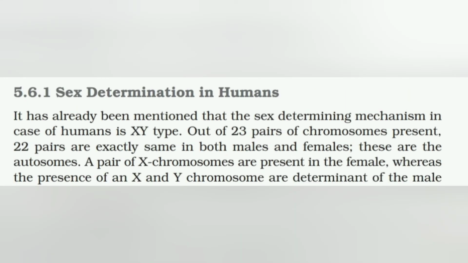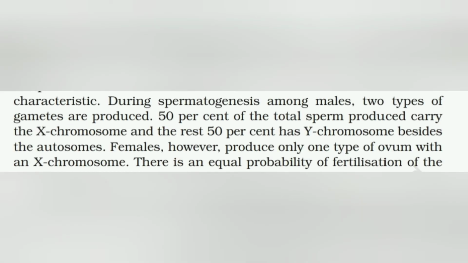Sex determination in humans. It has already been mentioned that the sex determining mechanism in humans is XY type. Out of 23 pairs of chromosomes present, 22 pairs are exactly the same in male and female. These are autosomes, while the last pair is the pair of sex chromosomes, in which a pair of X is present in females, while the presence of X and Y is the determinant of male characteristics.